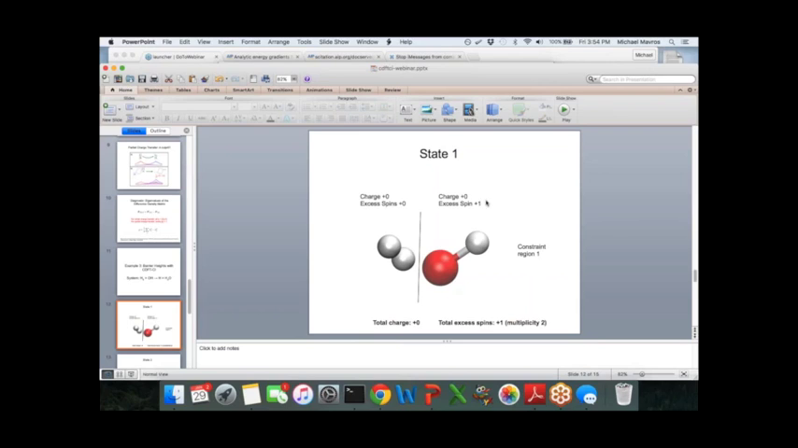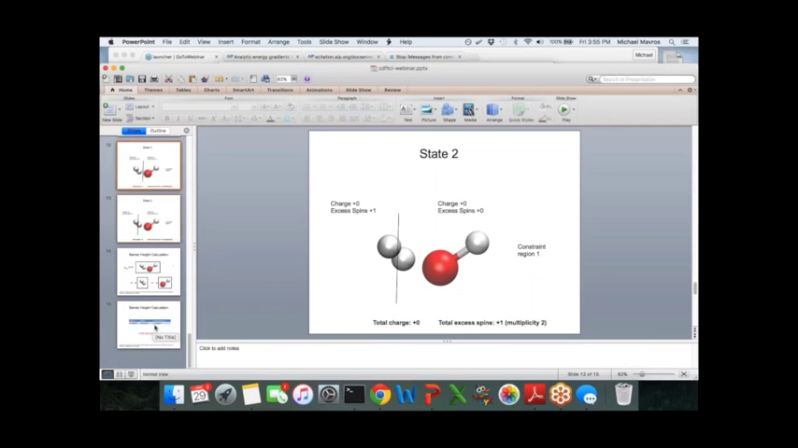So the first state, we're going to divide it so that our reactants are H2 and OH. So H2 is a neutral singlet, OH is neutral, but it's a radical, so there's one excess spin. And we'll just constrain that and let Q-Chem take care of the H2 constraint automatically.